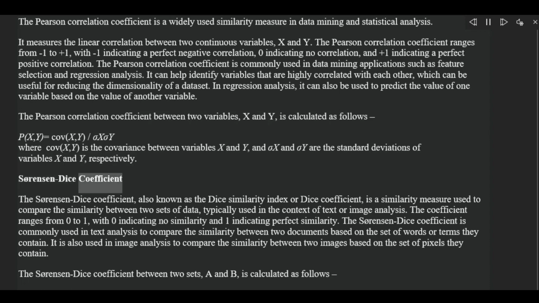Sorensen-Dice coefficient. The Sorensen-Dice coefficient, also known as the Dice similarity index or Dice coefficient, is a similarity measure used to compare the similarity between two sets of data, typically used in the context of text or image analysis. The coefficient ranges from 0 to 1, with 0 indicating no similarity and 1 indicating perfect similarity. The Sorensen-Dice coefficient is commonly used in text analysis to compare the similarity between two documents based on the set of words or terms they contain.